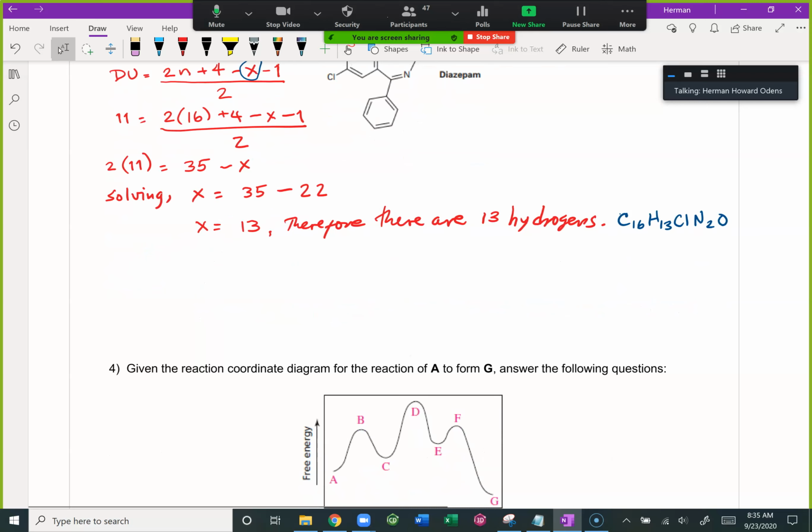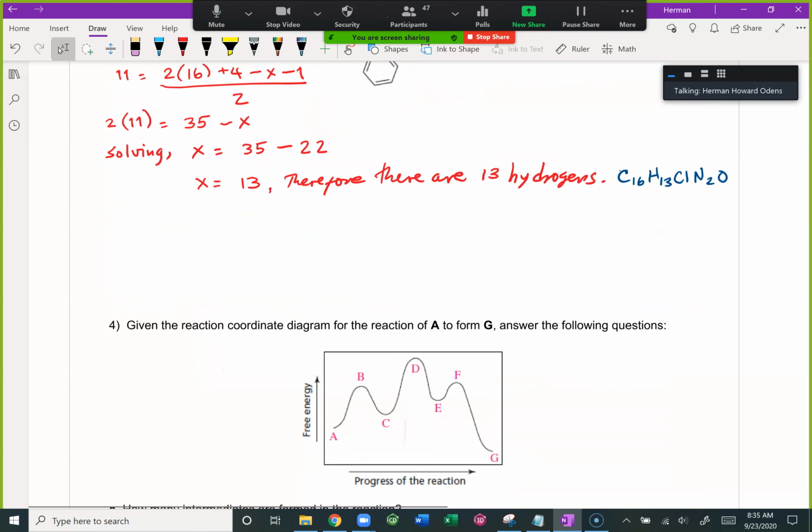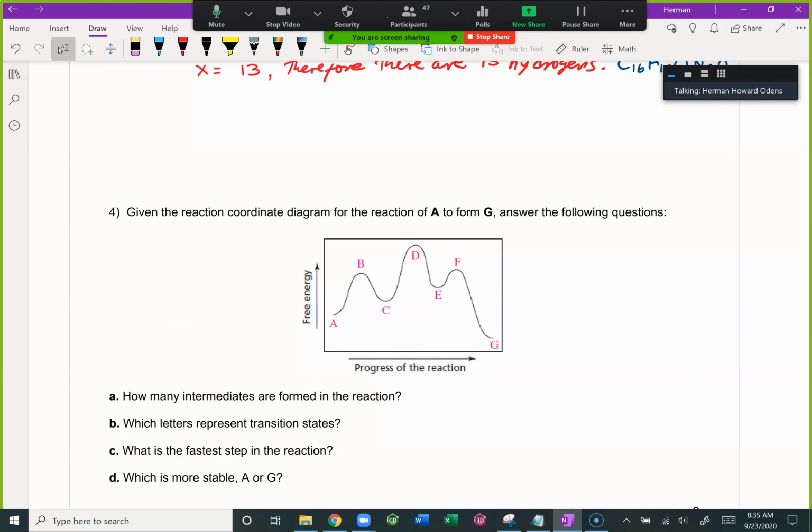Okay, so now we're done with the use. We're going to now learn how to read and analyze reaction coordinate diagrams. All right, check out this reaction coordinate here. It kind of reminds me like a little ghost. Ooh, you know, Casper. So we're going to analyze what's happening here. All right, we're going to answer these questions.